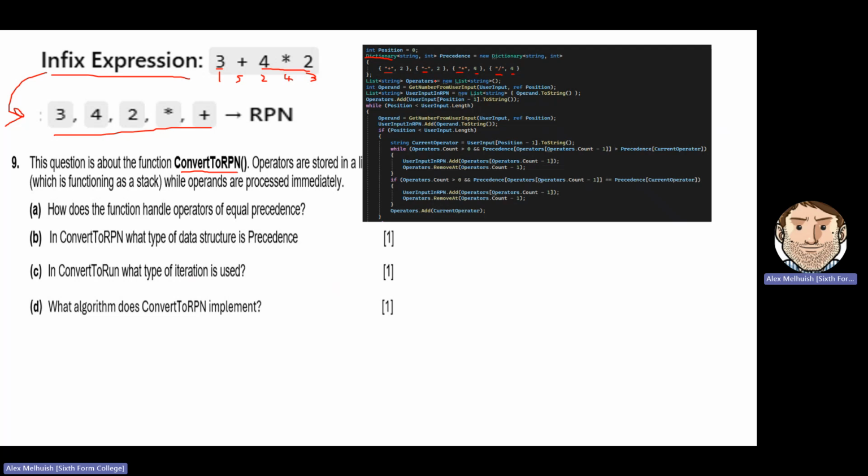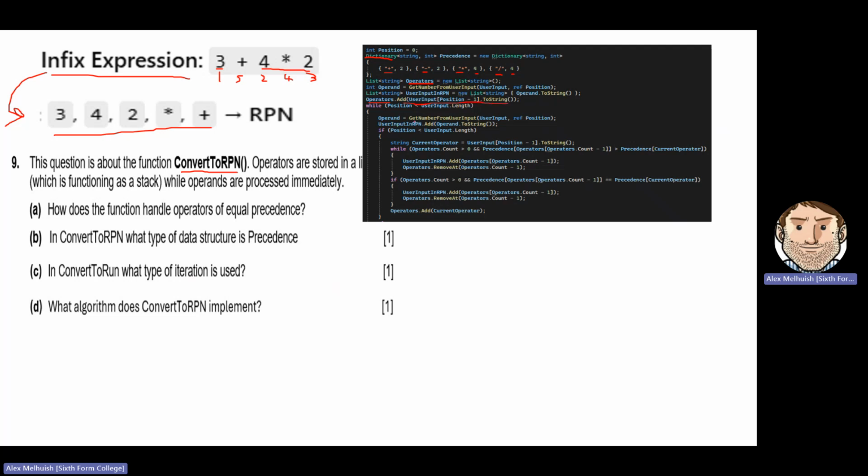Okay. The other thing to point out is this list here, which is called operators, and to make the connection here to the fact that this is acting basically like a stack. So a stack in terms of last in, first out. So when we see, for example, its first use, when we have our first operator, we add it effectively to the top of the stack.